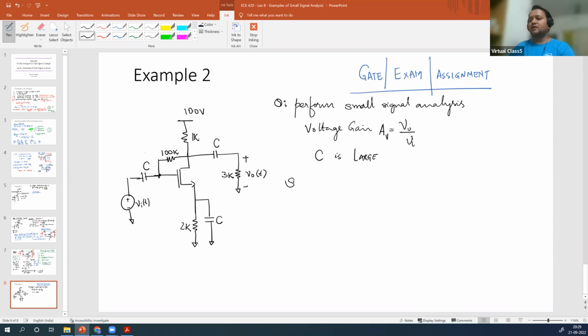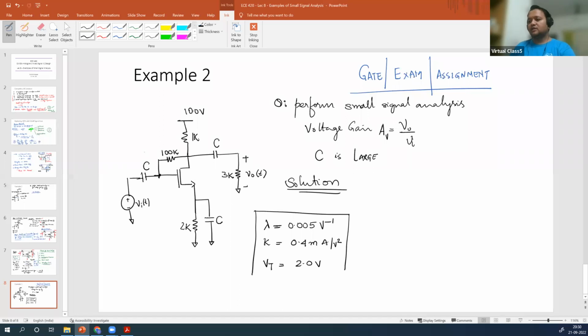Okay, now let's begin the solution. What are the important factors that we have? Lambda. How much is lambda? 0.005, near to a practical value. K is 0.4 milliampere per volt square, another practical value. Vt is not a practical value currently, because our supply voltage is also very high. This is the question.